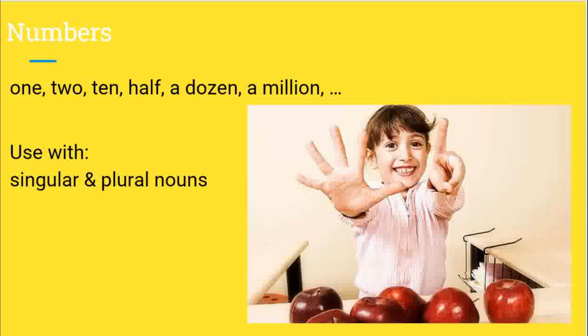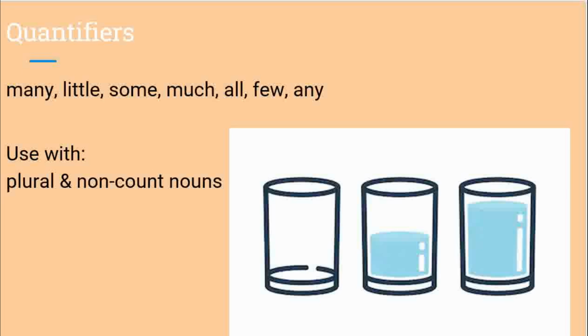Okay. Next item is the quantifiers. Quantifiers tell us how many or how much we have. There are many more quantifiers. These are just a few examples. We use them with plural and non-count nouns.